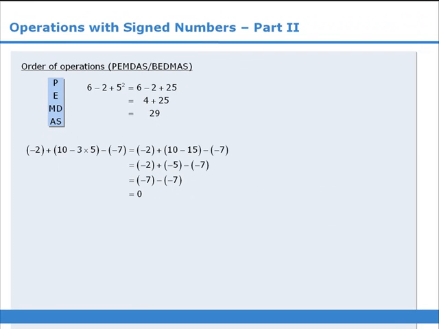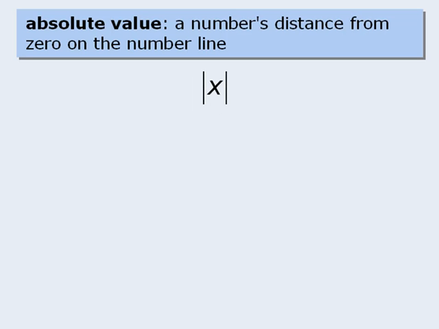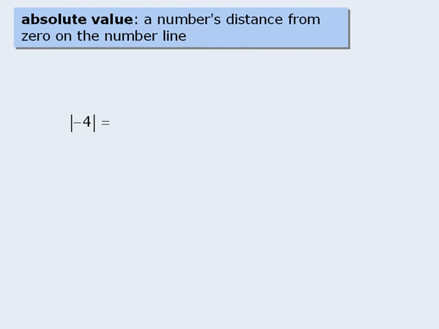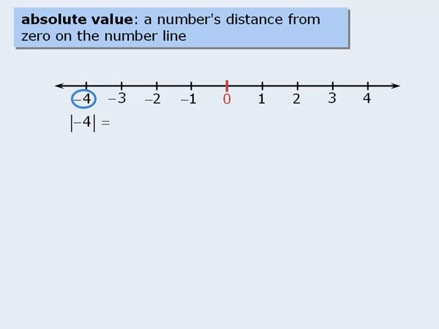Now before we end this lesson, I want to cover one last topic, which is absolute value. The lines on either side of x here represent absolute value, and this particular expression is read as the absolute value of x. Now the absolute value of a number is the number's distance from 0 on the number line. So for example, to evaluate the absolute value of negative 4, we can first sketch the number line and then see that negative 4 is 4 units away from 0. As such, the absolute value of negative 4 is 4.